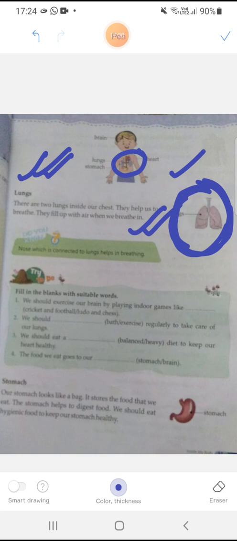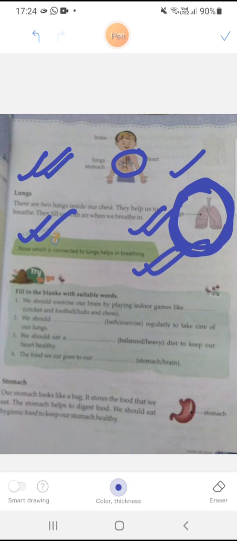Now, the nose, which is connected to the lungs, helps in breathing. Remember students, the nose is connected to the lungs. This one is very, very important. The nose, which is connected to the lungs, helps in breathing.